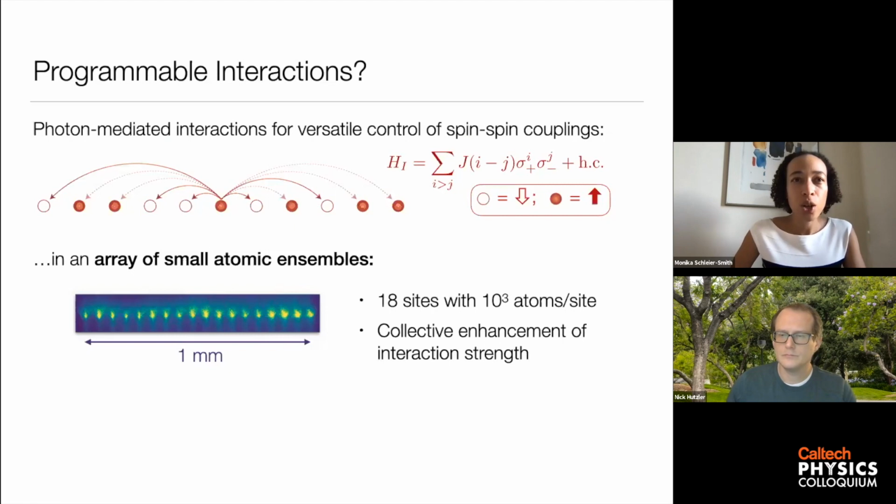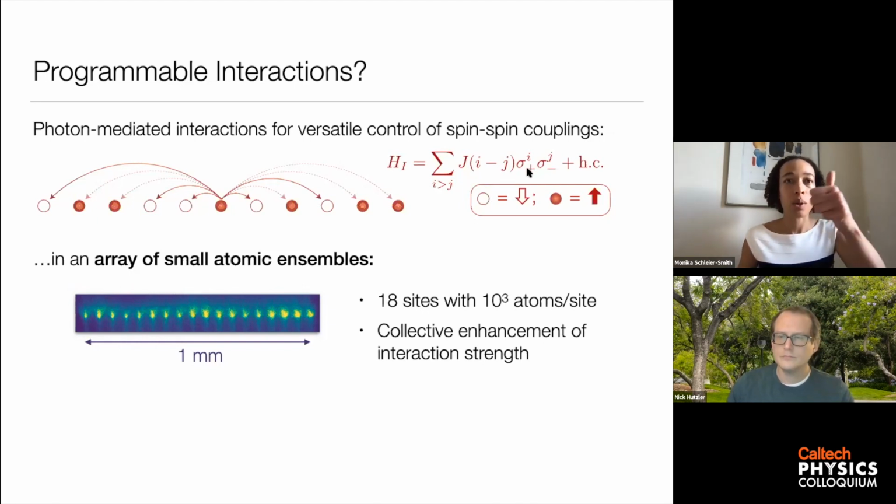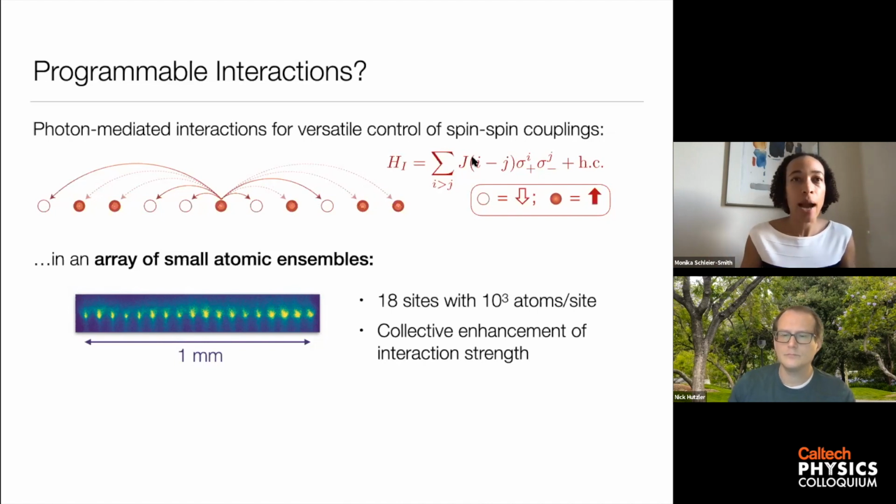So to start exploring the spatial structure of the interactions, we said, let's make our system a little bit more well-controlled and work with an array of small atomic ensembles. The fact that we have ensembles helps us enhance the atom-light interaction strength. And the fact that it's an array allows us to ask questions like, can I realize a spin model that I could write as, I create a +1 on one side and a -1 on another, and control the spatial structure of that form of interaction. At what interaction distance is this spin exchange allowed to happen?